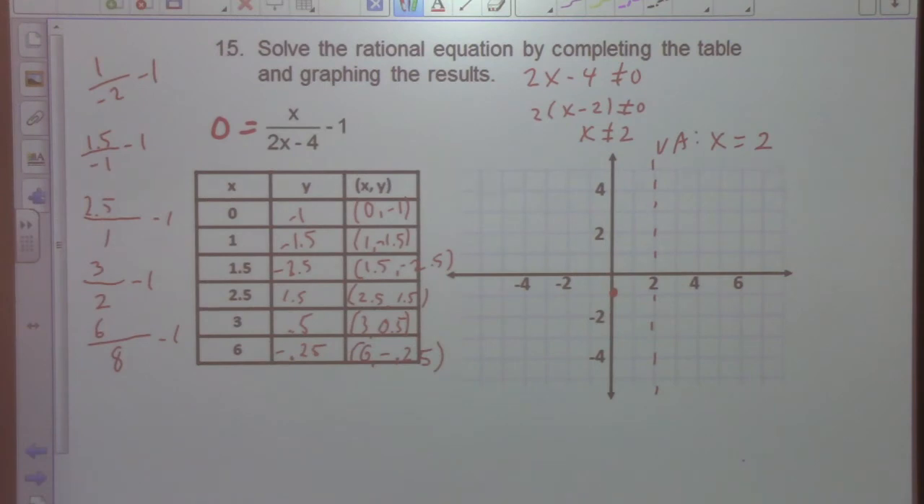Okay, next, we can plot our points and sketch out the graph. We've already plotted this point here. So we have 0, negative 1, and we have 1, negative 1.5. So that's going to go about right here. And then the last one we have on this side of the asymptote, we have 1.5, negative 2.5. So here's 1.5, negative 2.5. So this curve will be drawn in something like this.